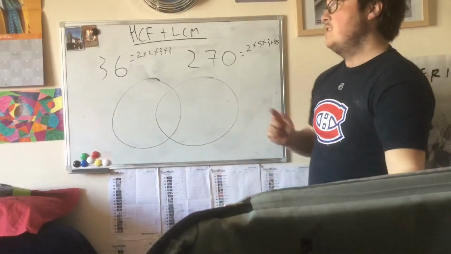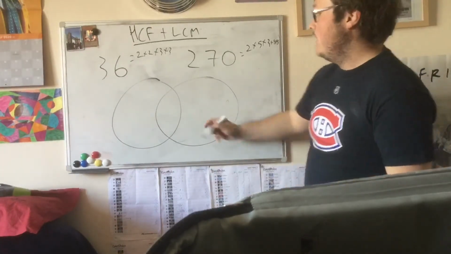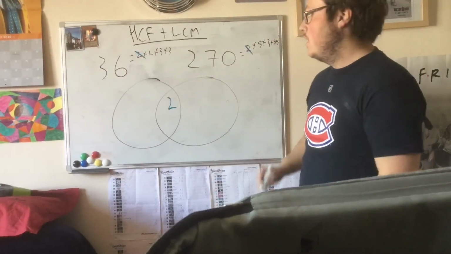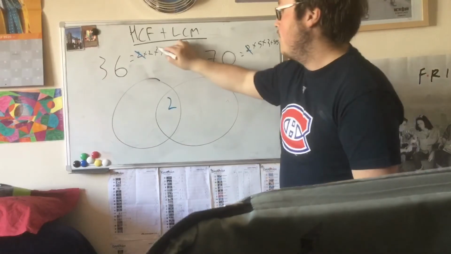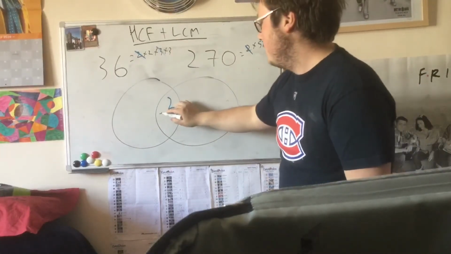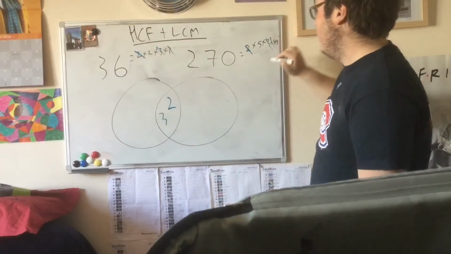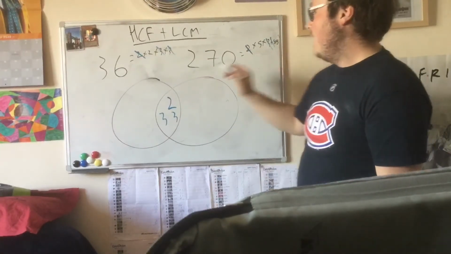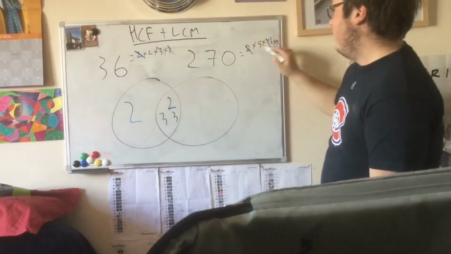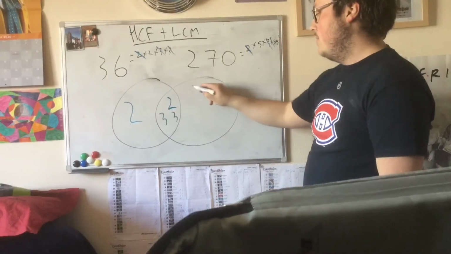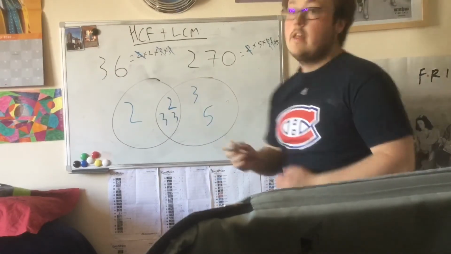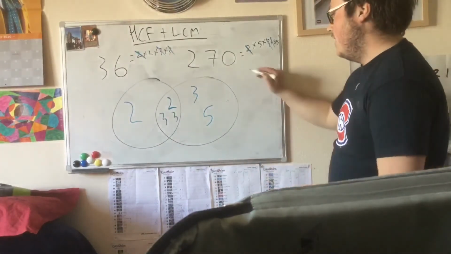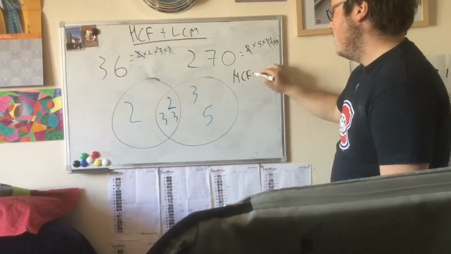So what do we put in the middle? Well, the ones they have in common. Well, there's a 2 there and a 2 there, so that goes there. There's no other 2s, but there's a 3 there and a 3 there, so that goes there. There's a 3 there and a 3 there, so that goes there. There's a 2 there that's not shared in that one, so we'll put the 2 in there. And there's a 5 and a 3 there that are not in that one, so we'll put the 3 and the 5 there.